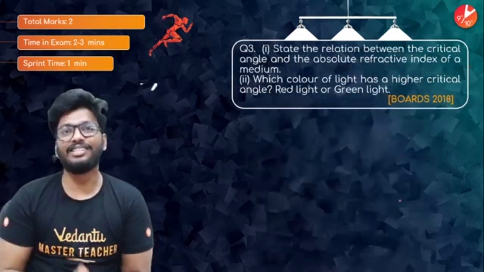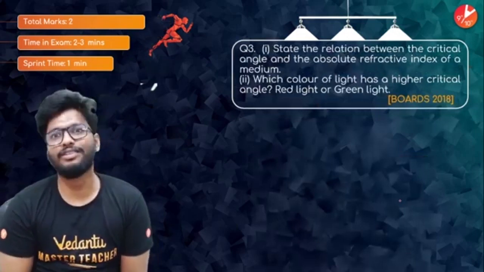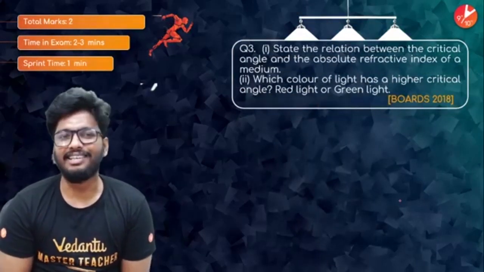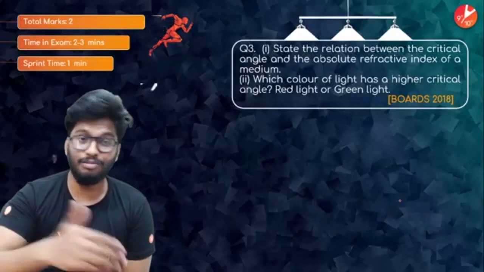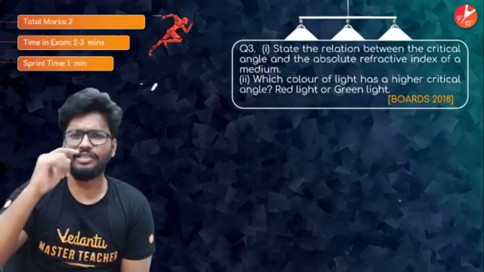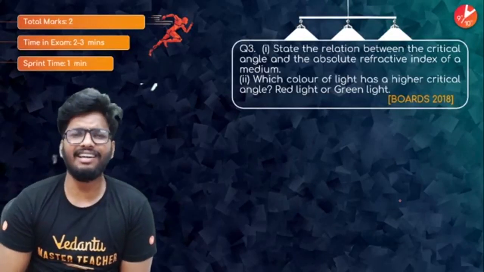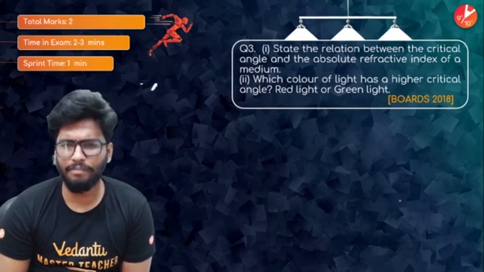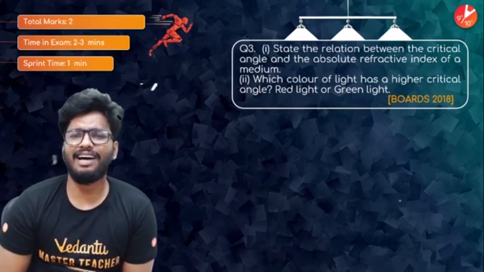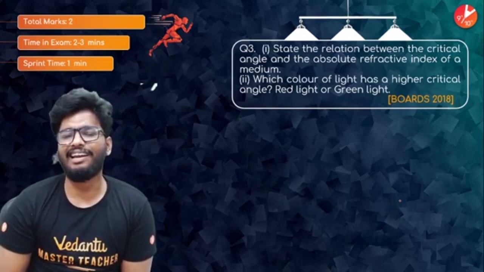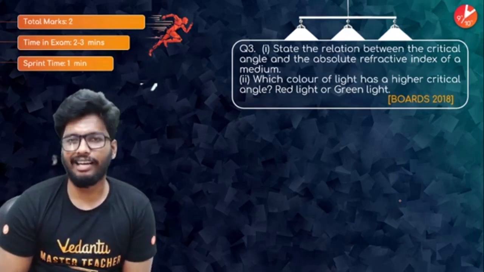Alright, another question. Again, it's a recent question paper, a 2018 question. It's a 2-mark question again. In your exams, 2 to 3 minutes. We'll try to do it in one. The question is this: state the relationship between the critical angle and the absolute refractive index of a medium, and which color of light has a higher critical angle, red light or green light?